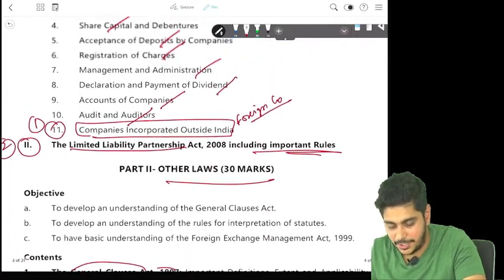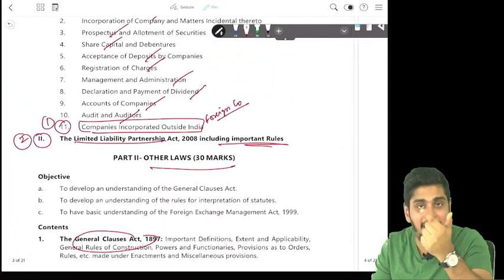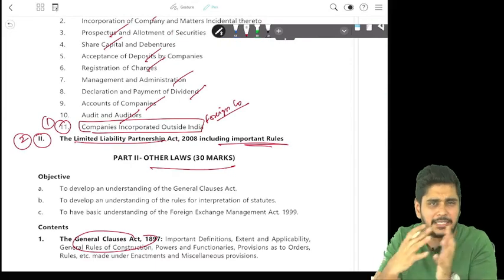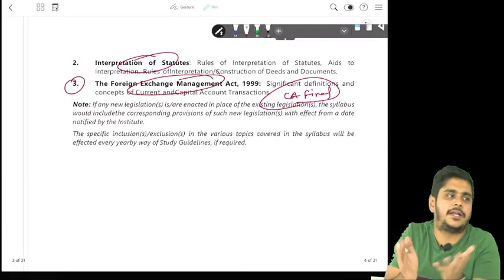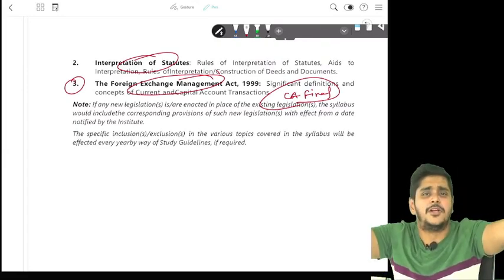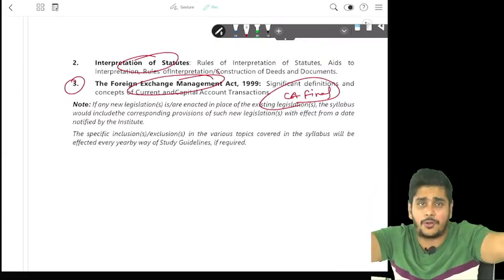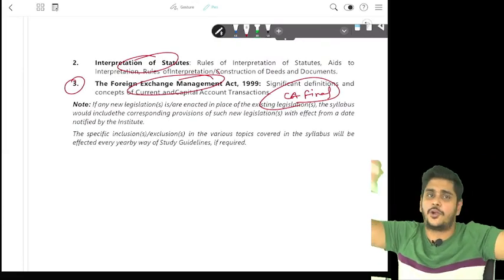So first, what is added? Foreign company chapter added, LLP added along with rules. So it will be more detailed content as compared to foundation. And the third chapter is FEMA. So this is the addition. Rest everything remains same. So people who have studied through me, do not worry. I have got a lot of messages from direct entry people. Do not worry guys, things are same.